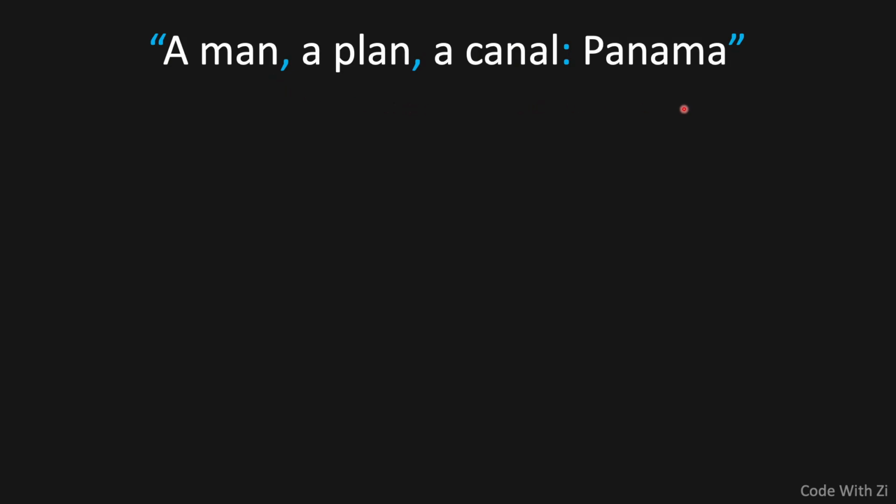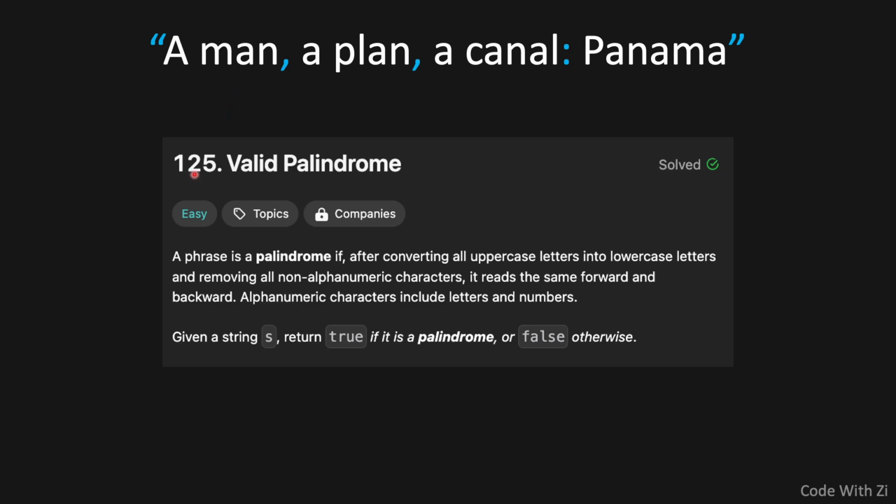In today's video, we have to check if this is a palindrome or not. Why? Well, because that's what LeetCode 125, valid palindrome, is asking us to do. As you can see, it says, a phrase is a palindrome if after converting all uppercase letters into lowercase letters and removing all non-alphanumeric characters, it reads the same forward and backward. And here it says alphanumeric characters include letters and numbers.